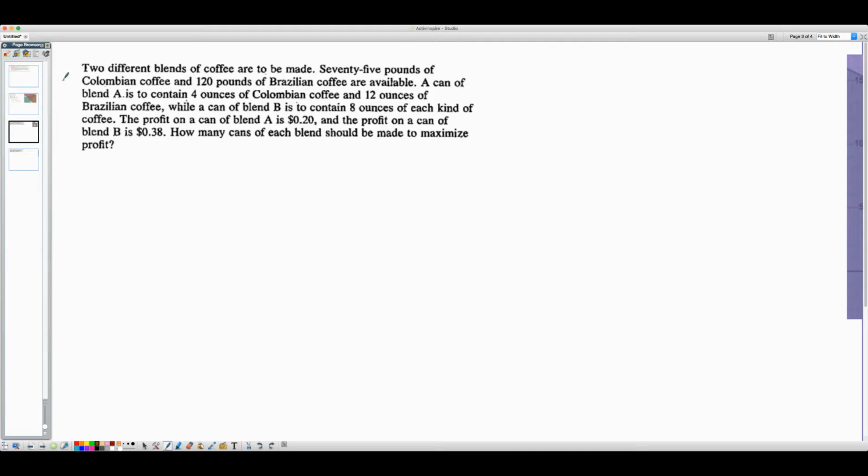The profit on a can of A is going to be 20 cents. So that's 20 cents for A, and then you have 38 cents for B. And that's going to give me my profit. That's what you're trying to maximize. This is my optimization function. This is what I'm trying to maximize.